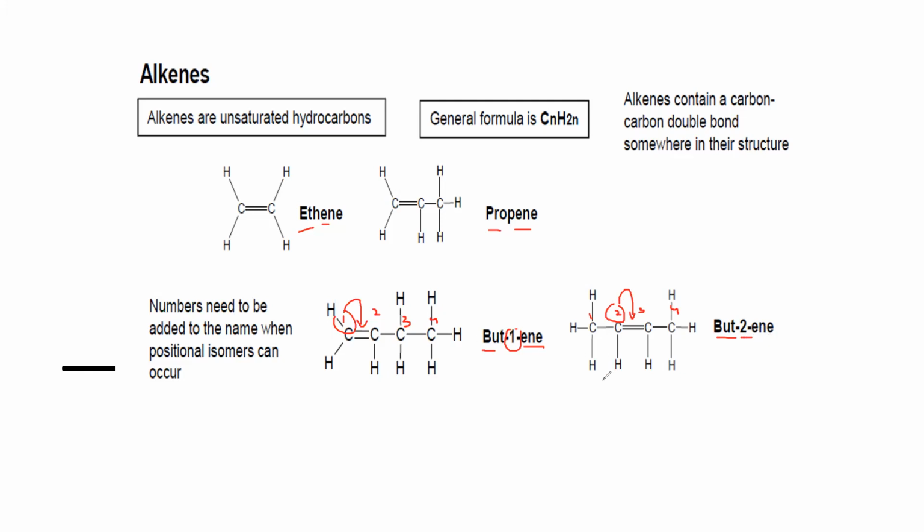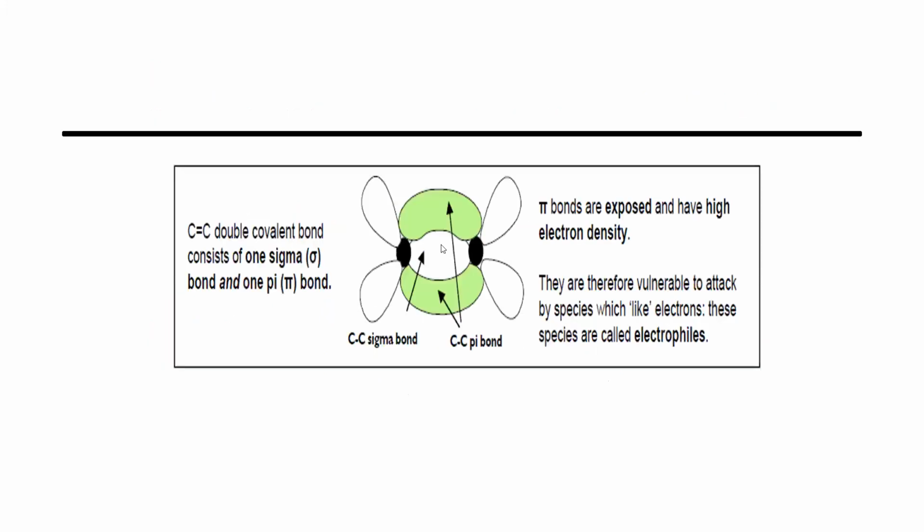And when two molecules have the same molecular formula but different structure, we call them structural isomers. Or if the position of the functional group is different in a structural isomerism, that's called position isomerism.